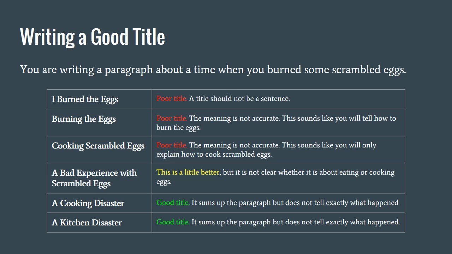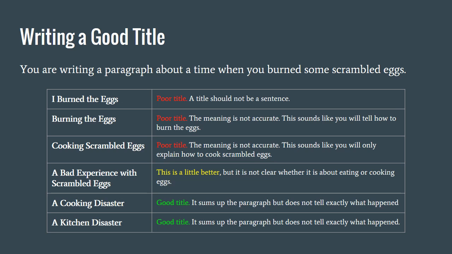The first title here says, "I burned the eggs." That has a subject and verb, I burned. So that is actually a poor title because it should not be a sentence. Okay, let's look at the next one. "Burning the eggs." Oh, poor title. The meaning of this one is not accurate. It sounds like you're going to tell us how we can burn eggs? That's definitely not what you want your reader to think. We don't want to fool them. We want to tell them the truth, but we still want to keep them interested.